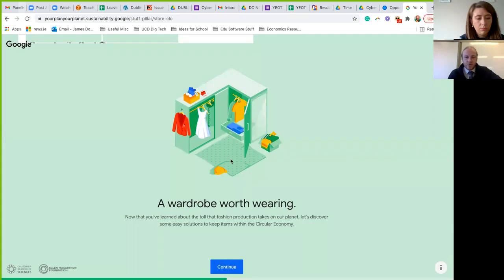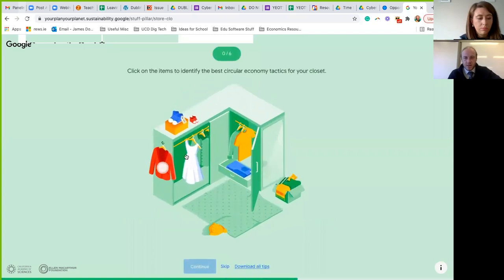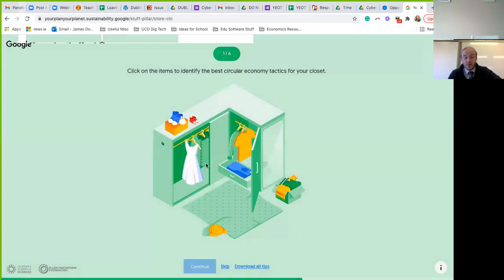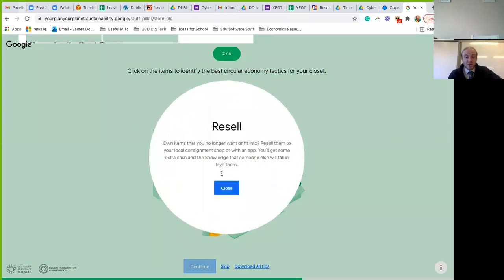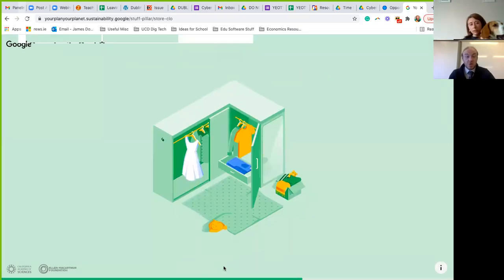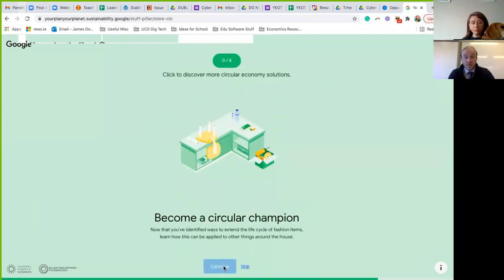Now, here we go to the wardrobe idea, where I'm going to have to click on each piece of clothing. So let's see here, I'm going to pick this and it's going to tell me different ways I can act more sustainably. So the zip's broken, I can repair it instead of throwing it out. The shoes, I could sell them on to someone else. There's lots of different things here. So what I'm going to do is skip this just so that we're saving a bit of time. So there we go.